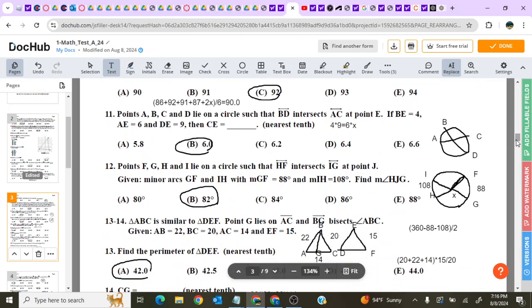Points F, G, H, and I lie on a circle such that HF intersects IG at point J. Minor arcs GF and IH, with GF equal to 88 and IH equal to 80. What is the measurement of HJG, which is this value right here?